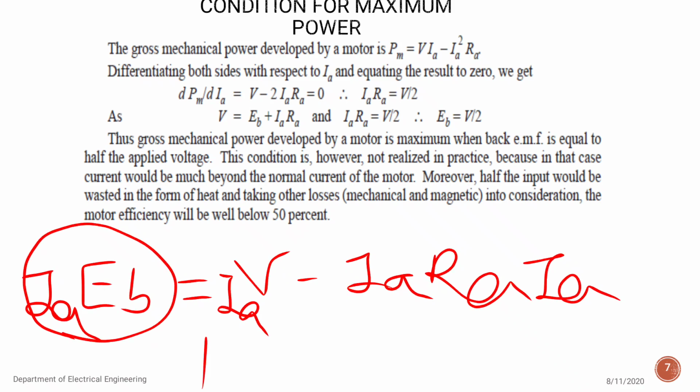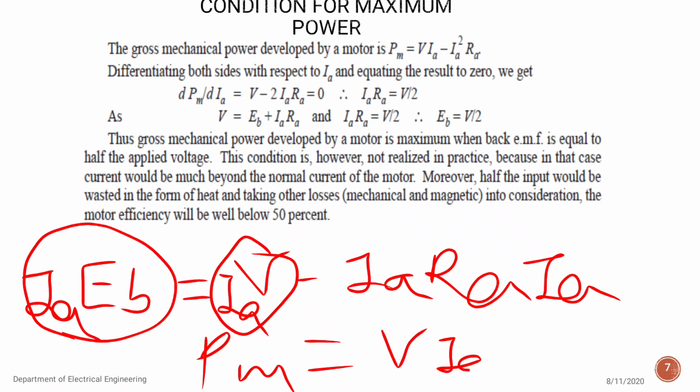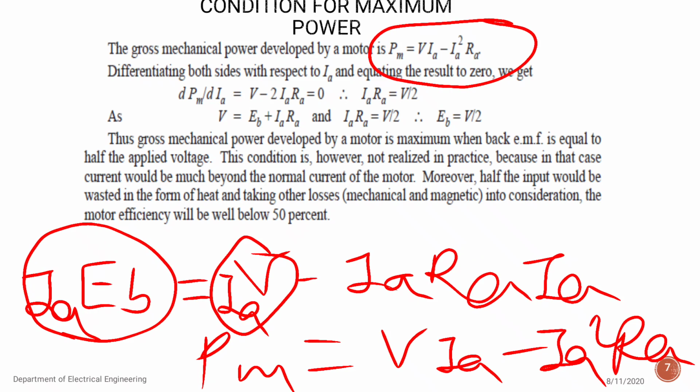So once we multiply by IA, this term becomes the mechanical power developed. I will write here PM, mechanical power, is equal to VIA, which is the electrical power input, minus IA square RA. Okay, so this equation we got: mechanical power PM is equal to VIA minus IA square RA.